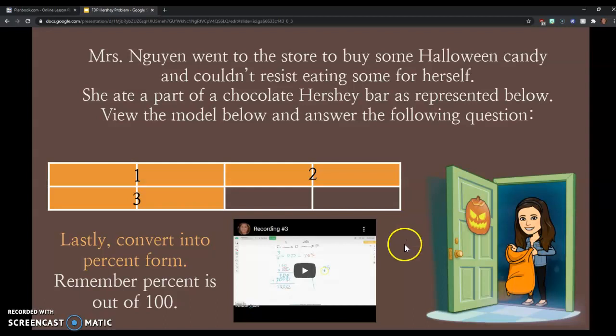I hope you got it right. Here is a video explaining to you how to change a decimal into a percent.